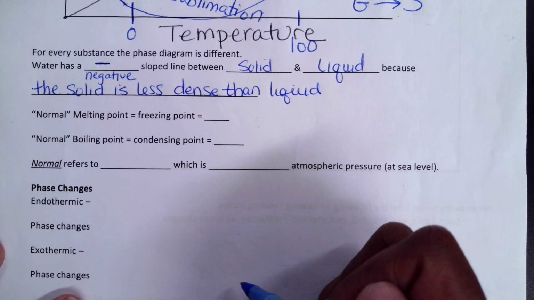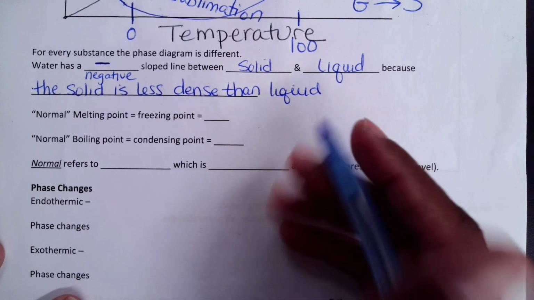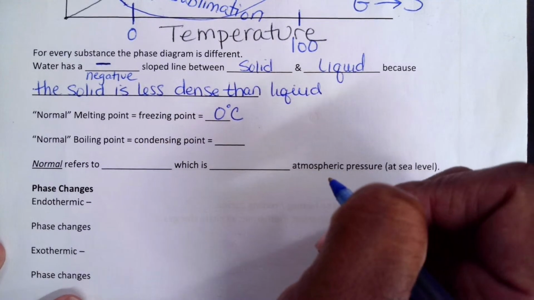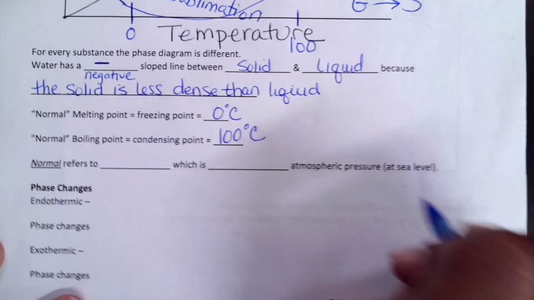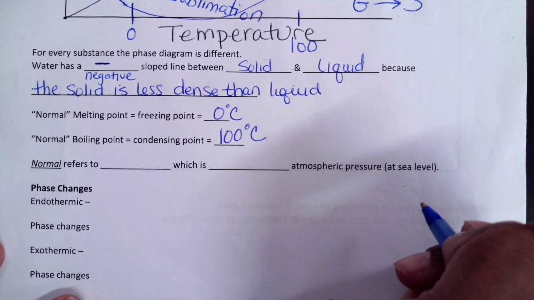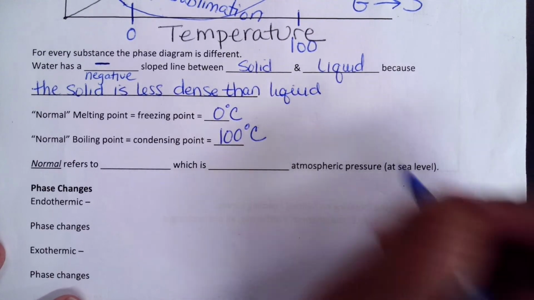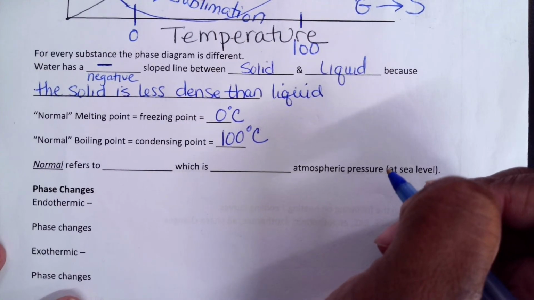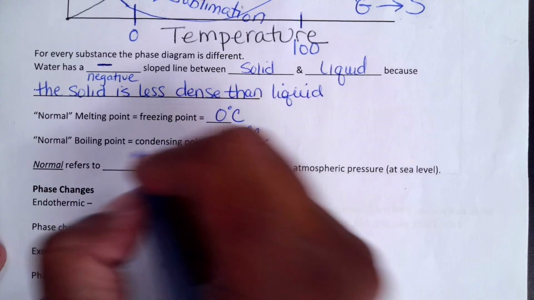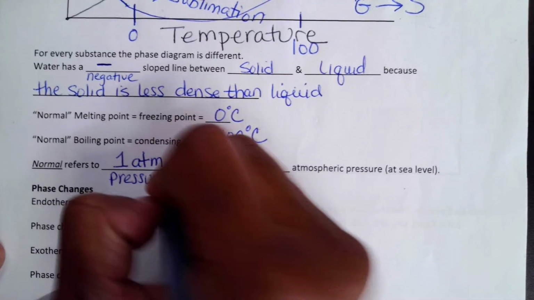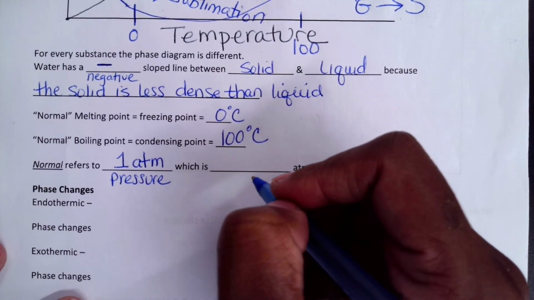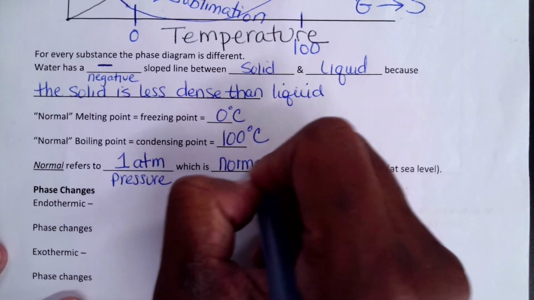The melting slash freezing point for water is 0 degrees Celsius. The boiling slash condensation point is 100 degrees Celsius. And normal refers to 1 ATM. ATM is a unit of pressure. I'm going to write pressure under it, which is normal atmospheric pressure.